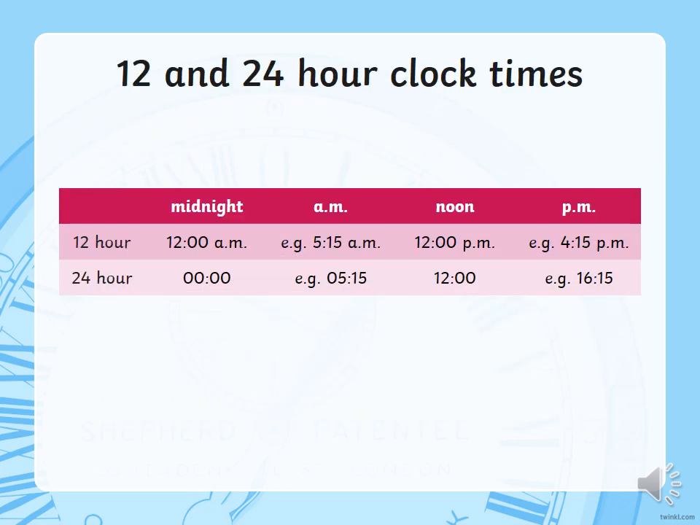Okay, so 12 and 24-hour clock times. So 12-hour midnight is 12 a.m., and then in the 24-hour clock it's 0 hours, and then 5:15 a.m., and then as you can see the other examples as well.